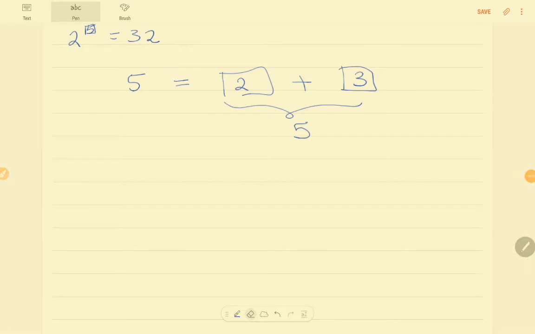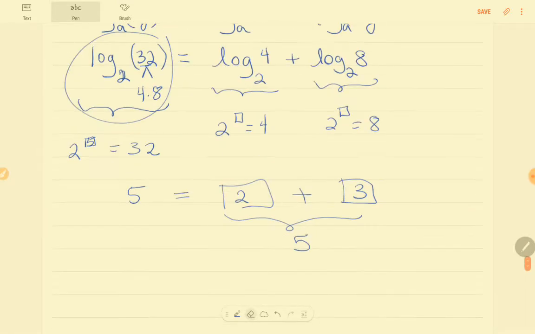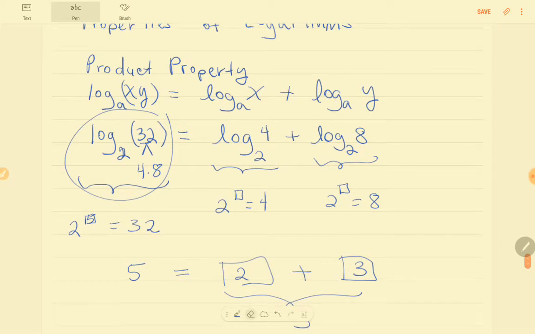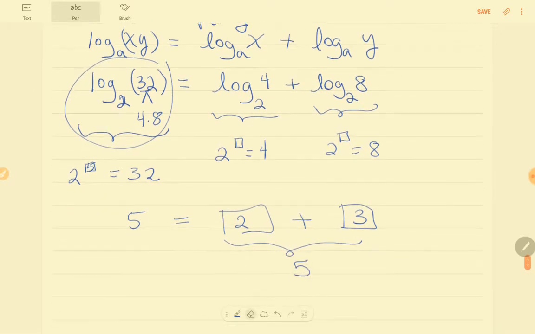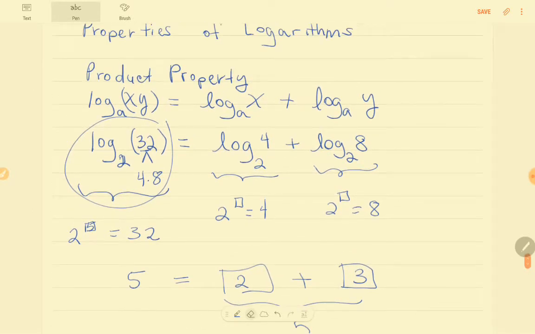Alright, so actually we'll not do another example. We'll just say, okay, we found one example that works. I think I believe the property. So the product property works. What other properties do we have?